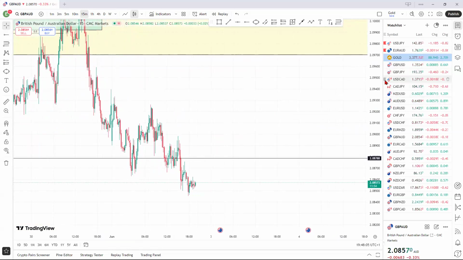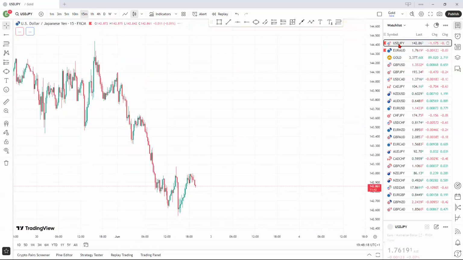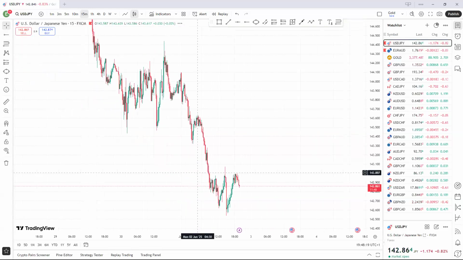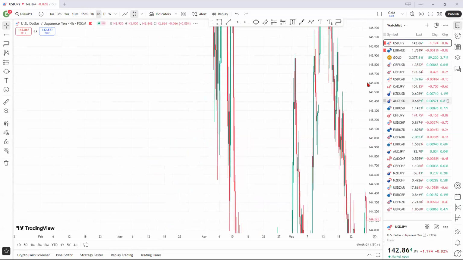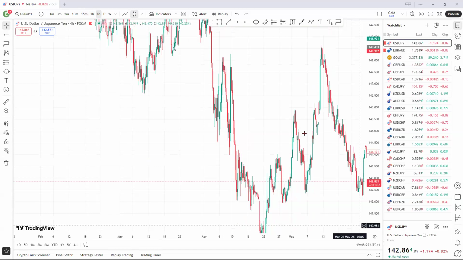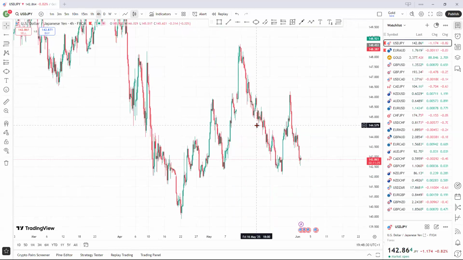Someone also suggested, I think, was it AU? No, okay, UJ, USDJPY. Yes, USDJPY. USDJPY seems to be a very strong downtrend from what I've seen. And let me go up to my 4 hours. Okay, yes, so USDJPY is on a downtrend.